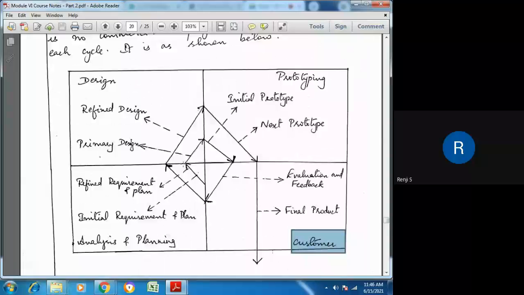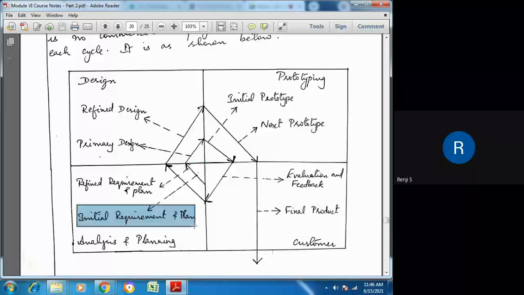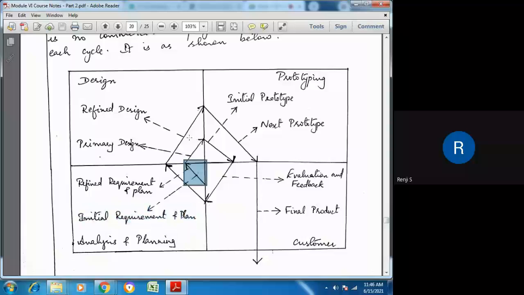In analysis and planning, you can see that it goes as a loop, and the first arrow inside shows initial requirements and plan. That is, what are the initial requirements put forward by the customer, and what is the plan for meeting those requirements. After this first phase, it goes to the next arrow here in the second quadrant, and that shows refined design. That is the primary design. The first design is often primary. I can see the arrow here.